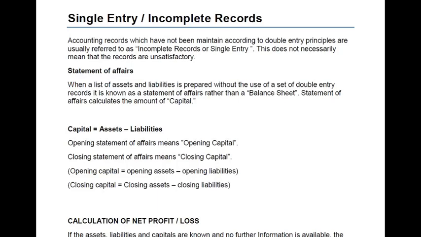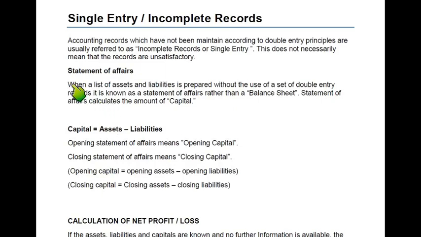Now let's move forward. There are some terms that we need to understand. First of all, there is a term known as statement of affairs. These are not the affairs that most of the guys are thinking about. These are something different. Statement of affairs means a rough balance sheet. Balance sheet is also known as statement of financial position.